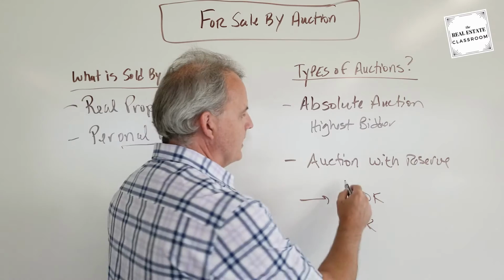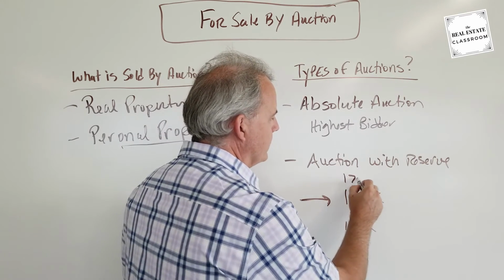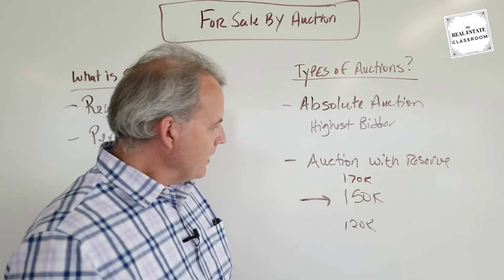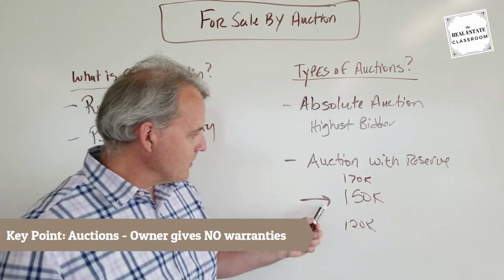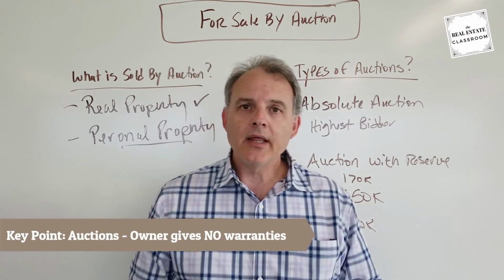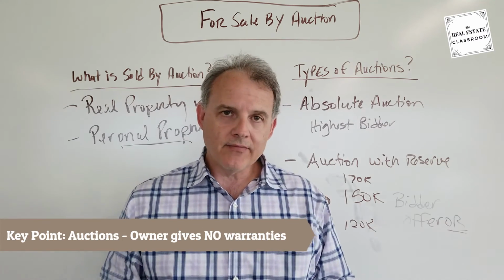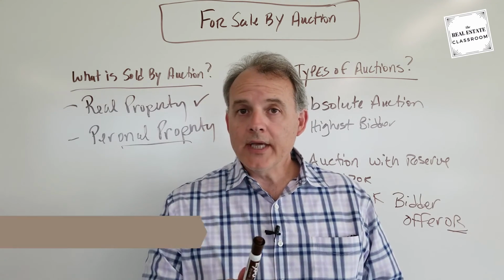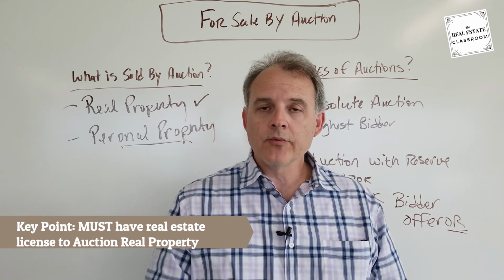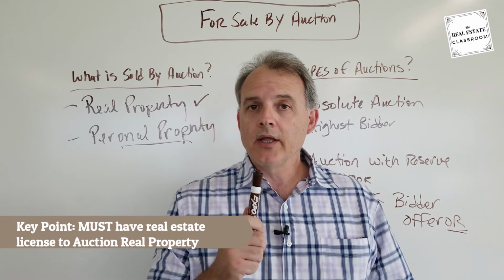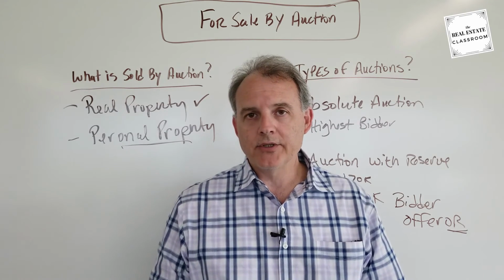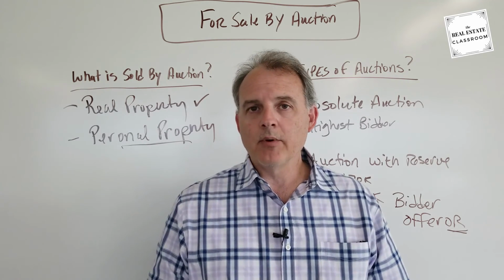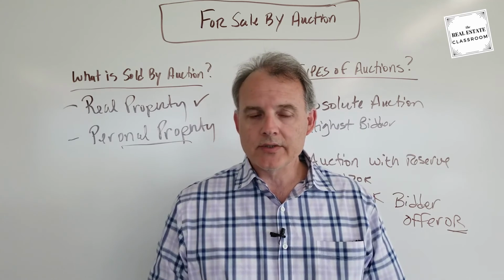In some states, if they get above that reserve number, let's say $170,000, then the owner must accept that bid because it's past the reserve price. That's the two key distinct differences. Now, all right, so don't forget, if you're going to auction real property, then the auctioneer must have a real estate license to be able to do that legally. That's going to be important to remember for your real estate licensing exam.